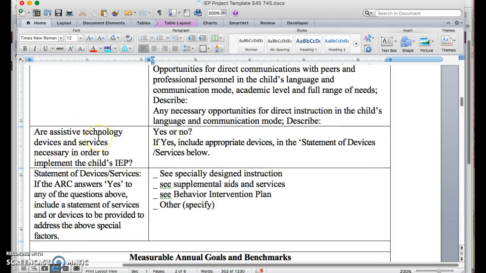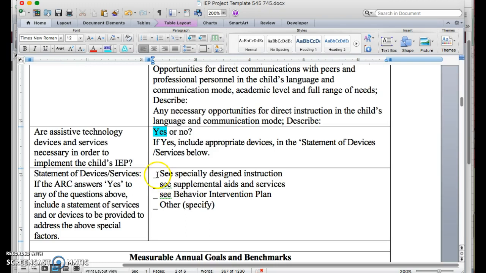Are assistive technology devices necessary? This could include the use of a communication device. It could also include the use of some kind of a tablet, an iPad. We could be using a computer. We'll say yes, this student does need assistive technology because they use a tablet for some communication and also for some writing. So now we're down to this statement of devices and services. And if we answered yes to any of the questions above, which we did, then we need to tell where we are addressing those yeses.